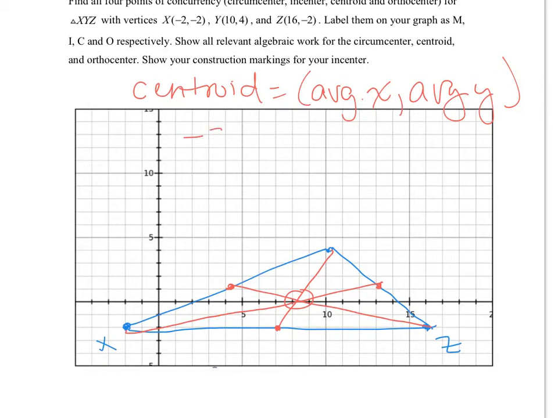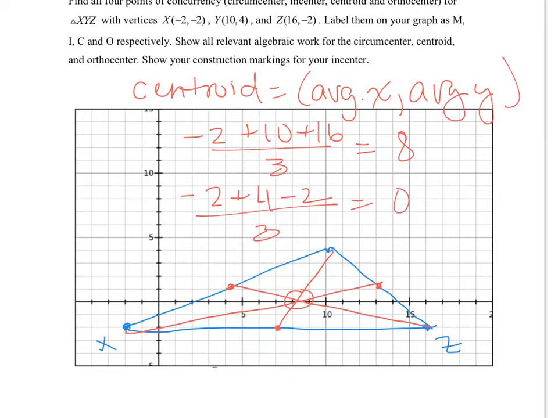Okay, so -2 plus 10 plus 16 divided by 3 will give us the average x value. That's 24 divided by 3, which is 8. And the average y value is -2 plus 4 minus 2 divided by 3, and that equals 0. So your centroid is at 8, 0, and we will label that C.